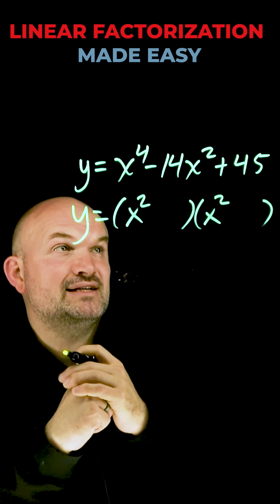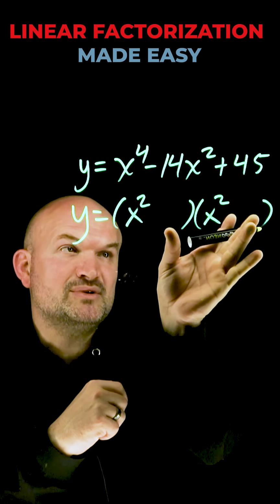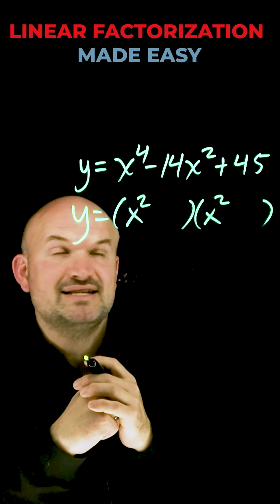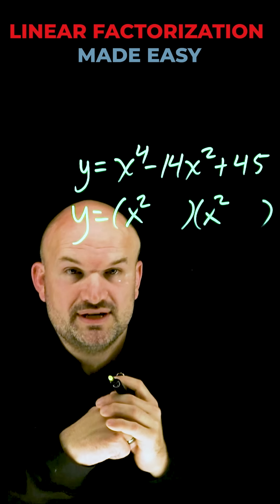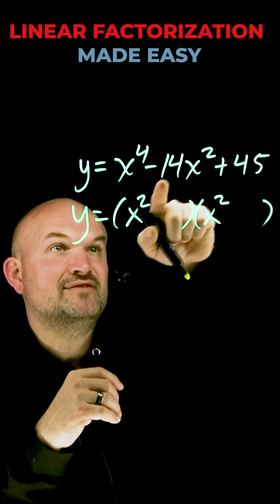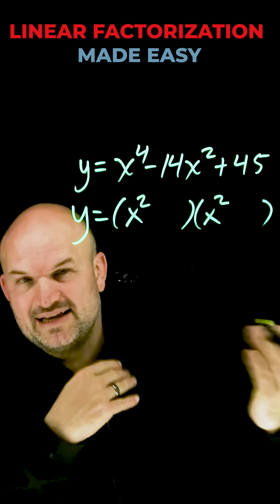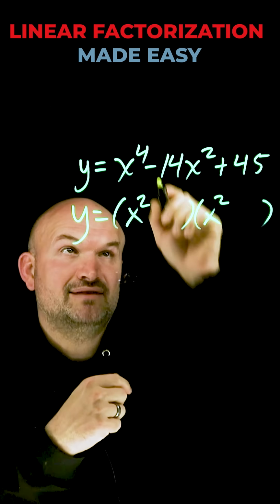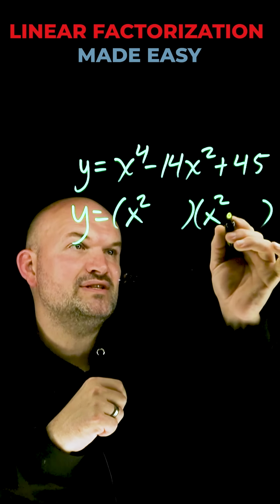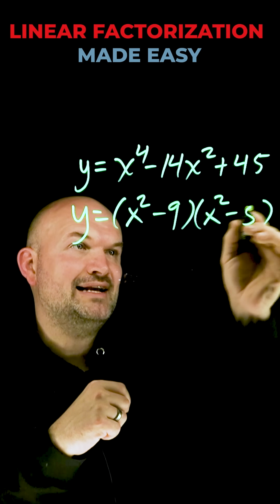Now, the last number is going to give us 45. Remember, our last two numbers in our binomial need to multiply to give us a positive 45, but add to give us a negative 14. Since my last number is positive, but this term is negative, that means both of my factors need to be negative, because a negative times a negative is a positive, and a negative plus a negative is still a negative. So hopefully you can see that that's going to be a negative 9 and a negative 5.